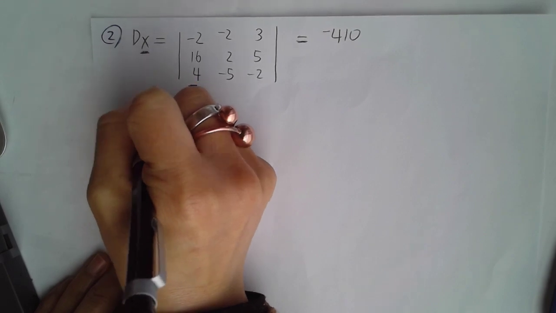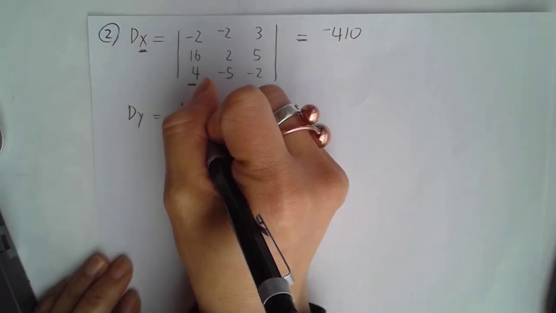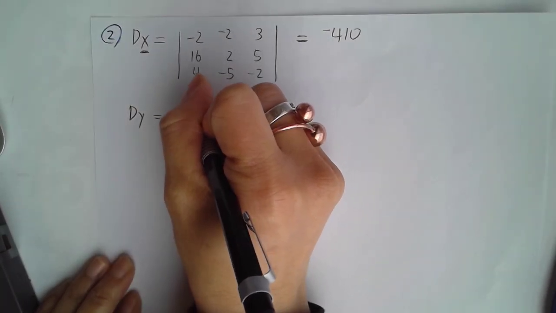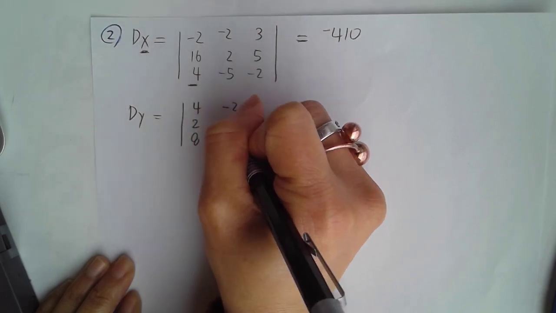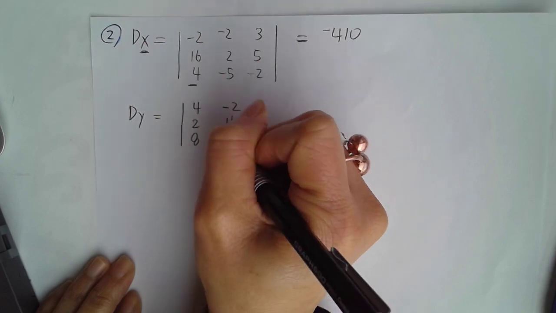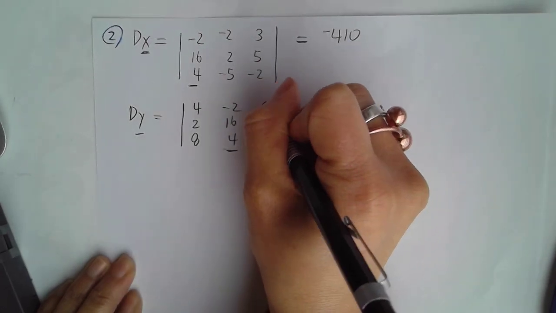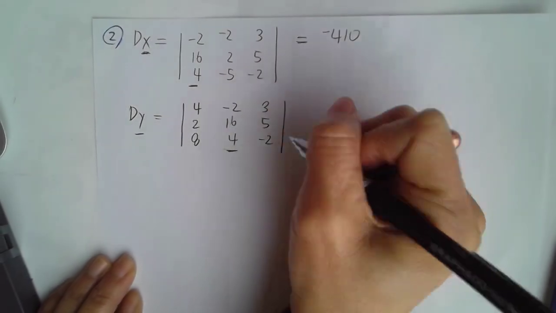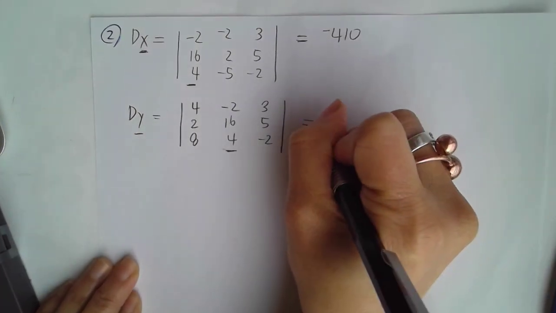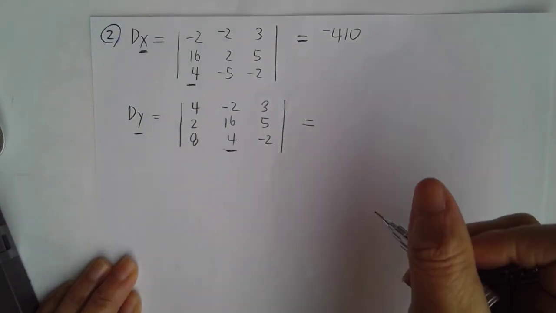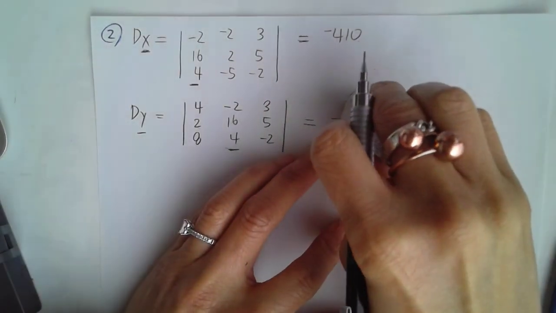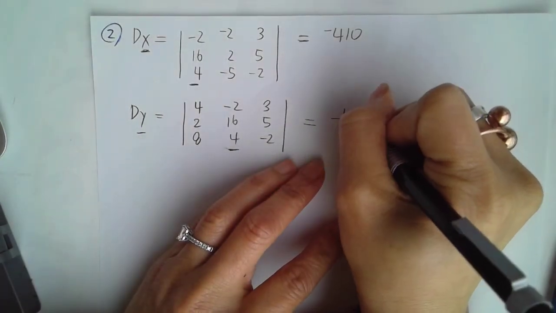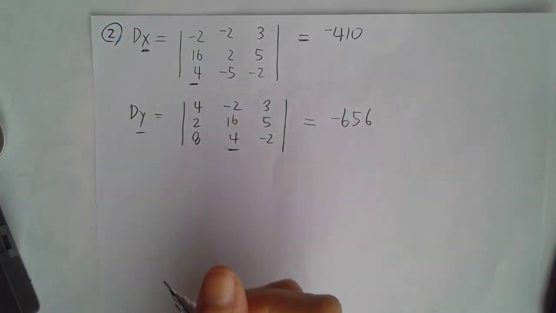So I'm going to do d sub y. For d sub y, I get the matrix as this, okay? I get 4, 2, 8. I replace with -2, 16, and 4. This is the weird one because we're doing the y. And z is 3, 5, -2. And when I calculate this, go ahead and punch it in your calculator. I got -656. Okay, is that what you got?